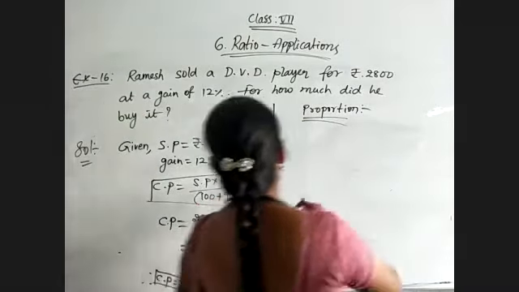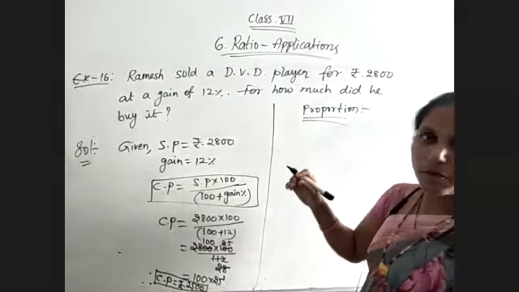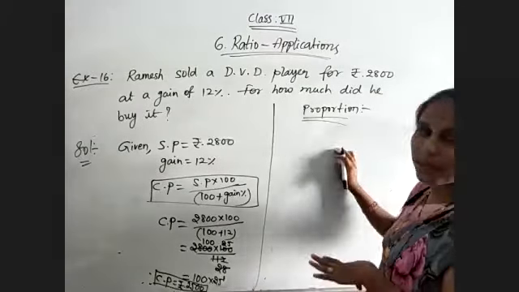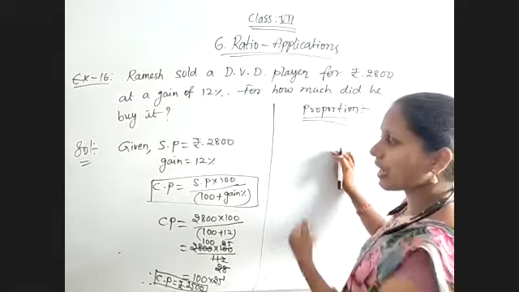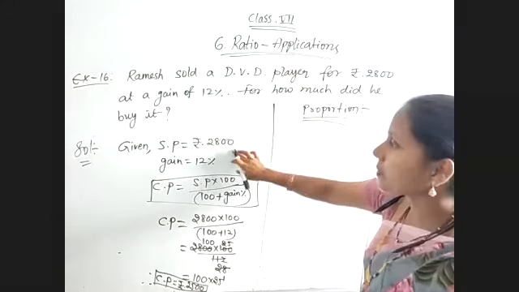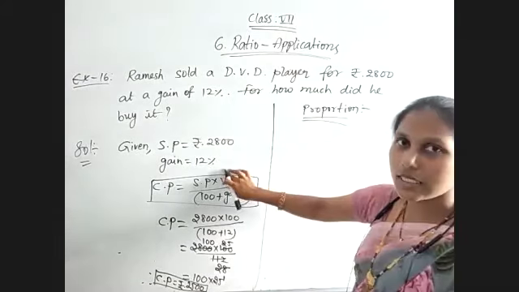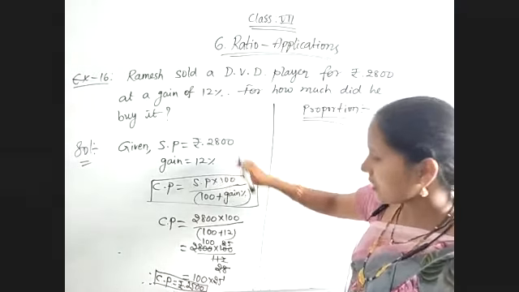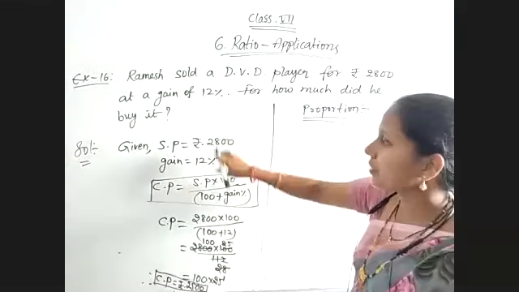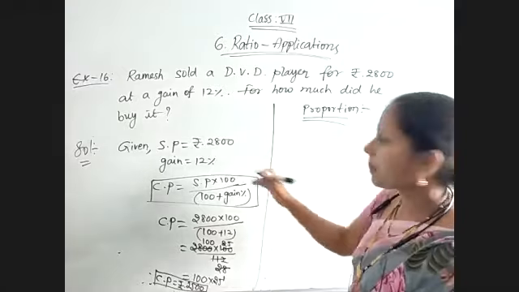Here, as I already told you, in case of proportion we need to take CP as 100. Before that, observe whatever values are given. The SP value is given and the profit percentage is given, which means we need to find out CP. So you need to take CP and SP.